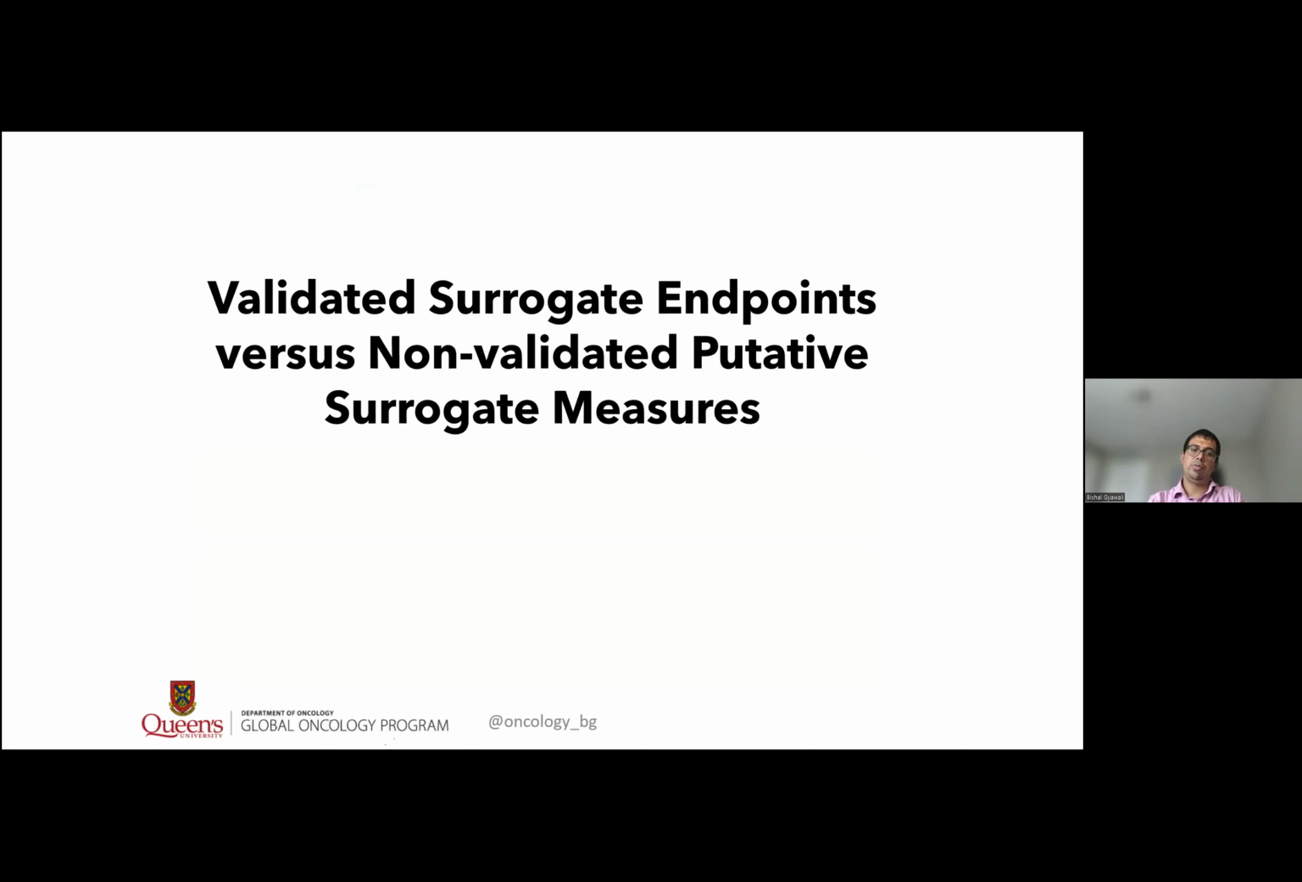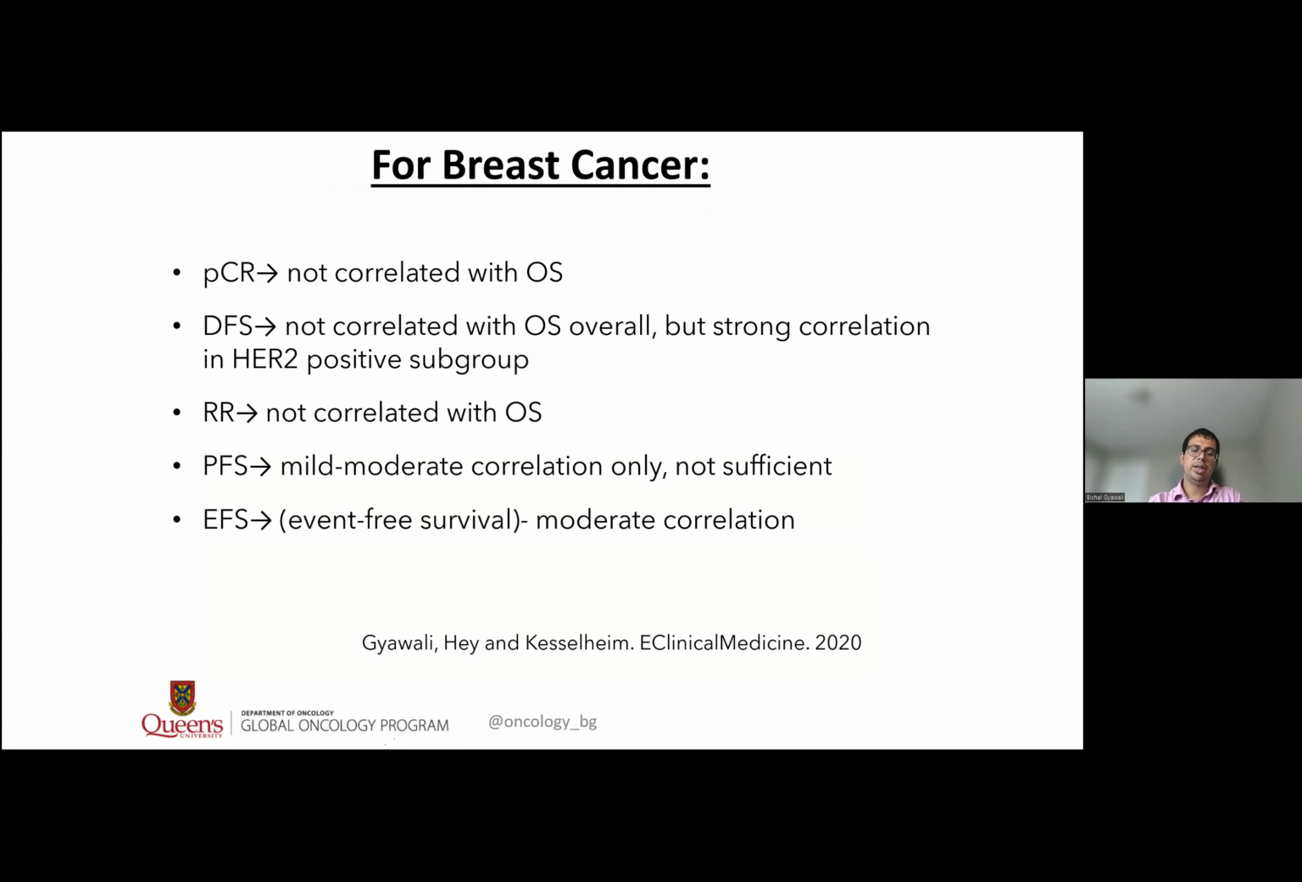And that's why we need to differentiate between validated surrogate endpoints versus non-validated putative surrogate measures. For breast cancer, because this is a breast cancer group, just to give you an idea, pathological complete response does not correlate with survival. Again, there is a difference between a prognostic marker and a surrogate marker. Patients who have pathological complete response do better than patients who don't. But a drug that improves PCR rate does not improve overall survival.